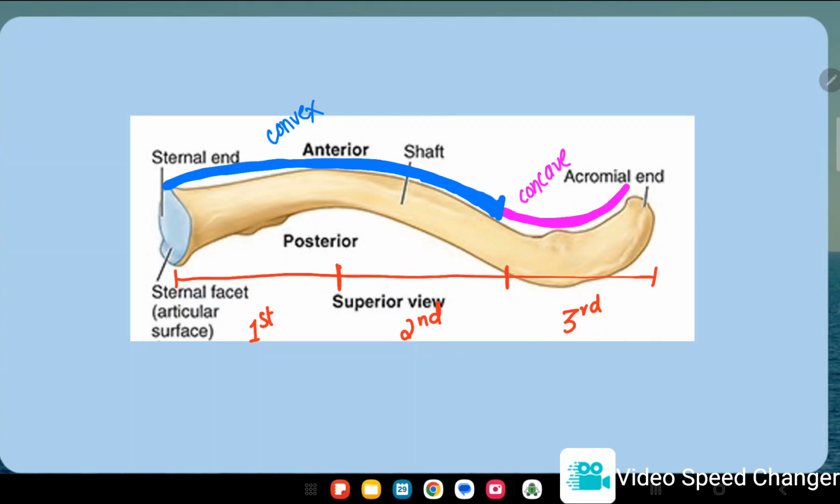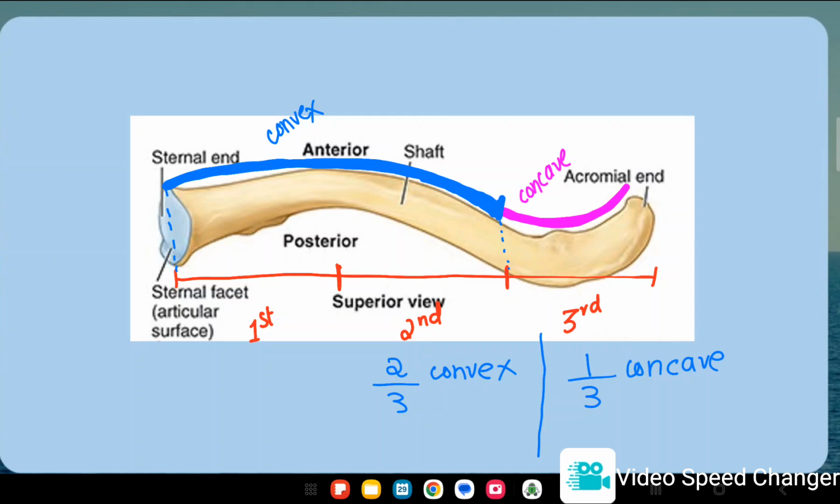So if I ask you how much of the clavicle is convex and how much is concave, what will you tell me? You can say: from here till here, this is 1, 2, a total of 3 parts. Two parts are convex and one part is concave. Is this enough? No. We have just explained that 2/3 is convex and 1/3 is concave. And how will we find which part of the clavicle is convex or concave?